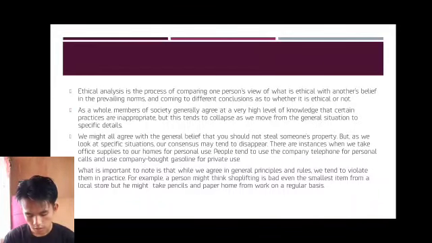We might all agree with the general belief that you should not steal someone's property. There are instances when we take office supplies home for personal use. People tend to use the company telephone for personal calls and use company-bought gasoline for private use.